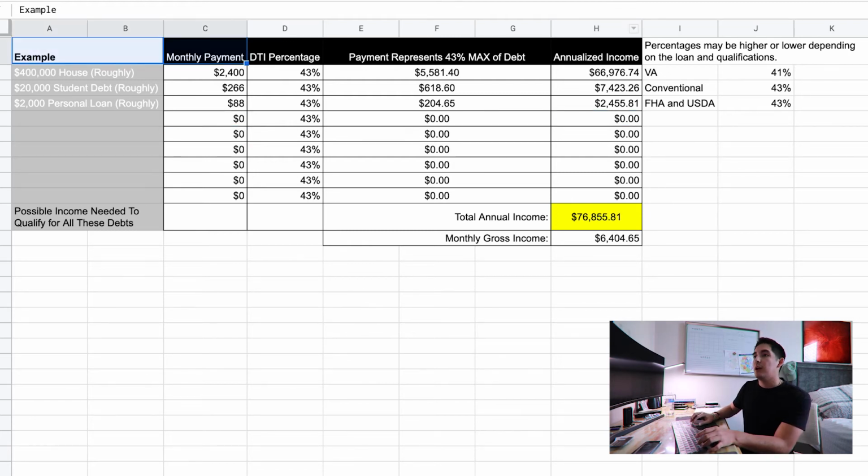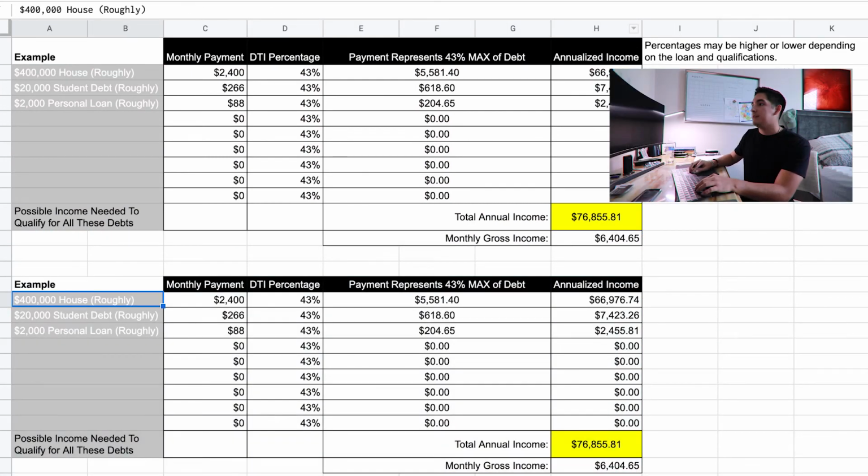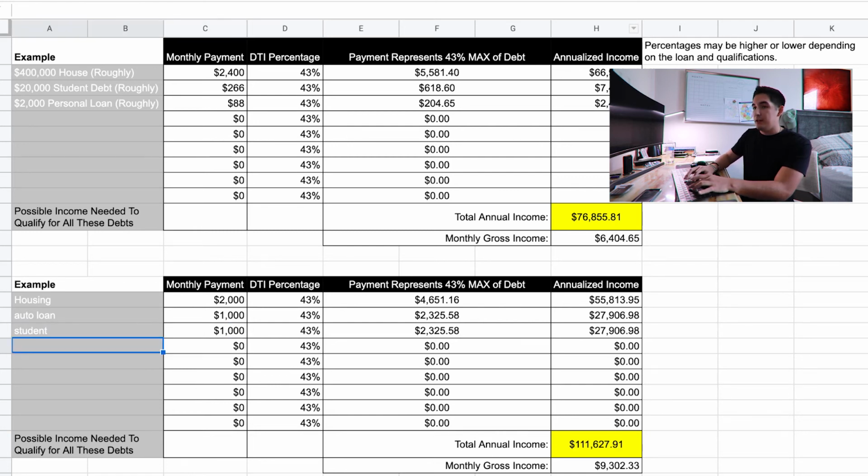So if we go ahead and make a copy of this, we can actually look at the example and see how much income we would need to make to support that payment. We're going to change this out. We're going to say the housing payment was around $2,000. We had an auto loan, and that auto loan was $1,000 a month, and then you had your student debt, and we said in that example earlier it was $1,000, and then you had a personal loan of $500 a month.